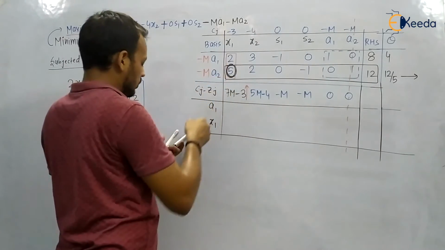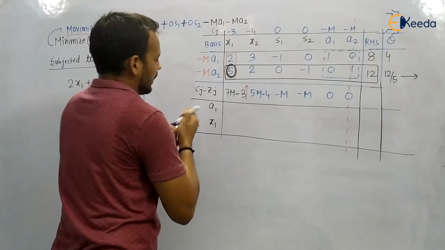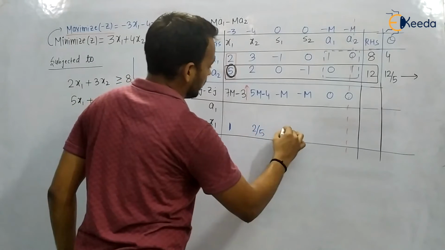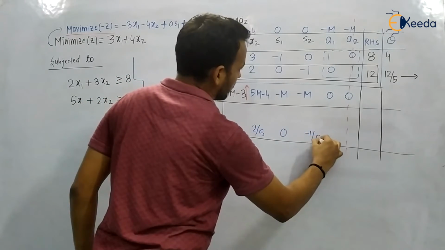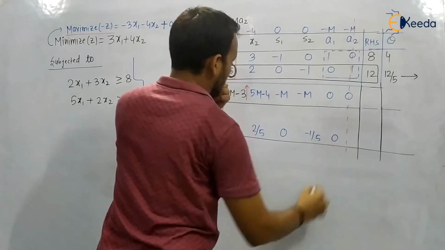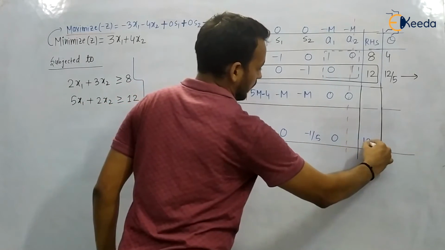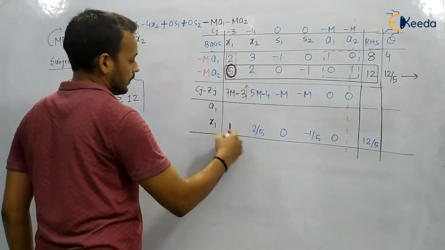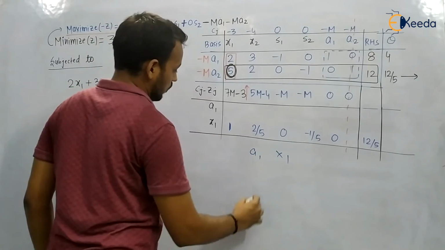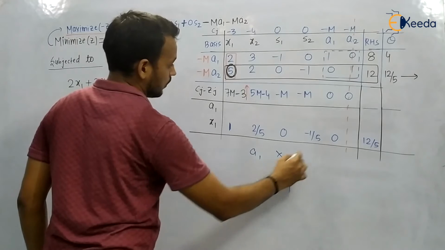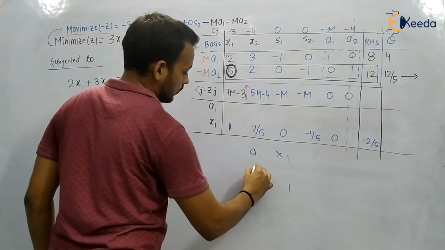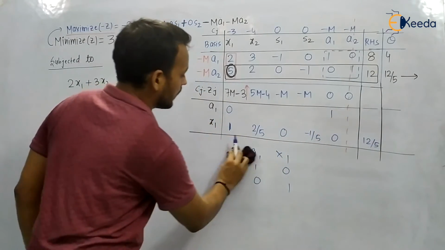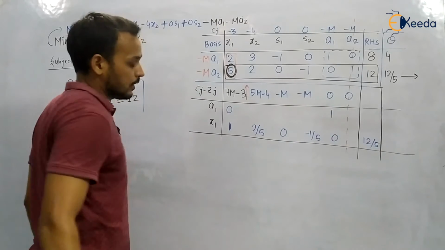So what you are going to do is divide the 5 with each and every element. So 5 by 5 is going to be 1, 2 by 5, 0, minus 1 by 5, 0. No need to calculate, it is going to be 12 by 5. Now we have to form the identity matrix. These are the basic variables, so here it is a1 and x1. For x1 it is 1 and for a1 it is 0. So here it is 1 and 0, so you will get 0 and 1. The basic variables will make an identity matrix.